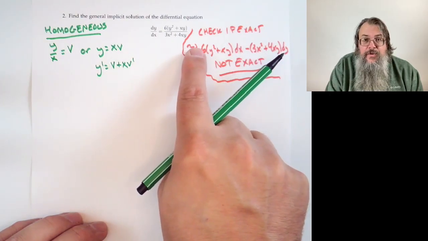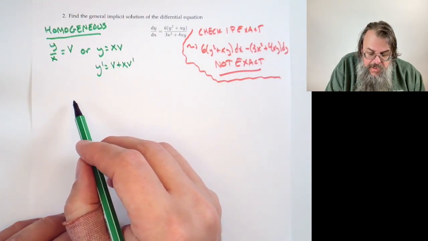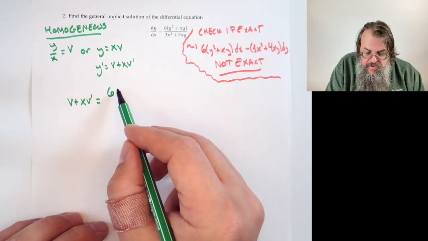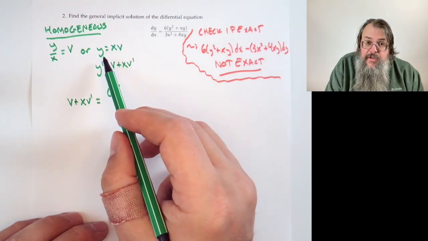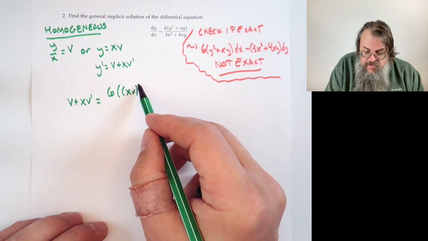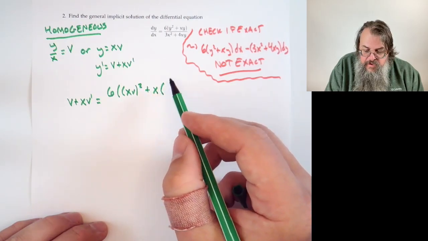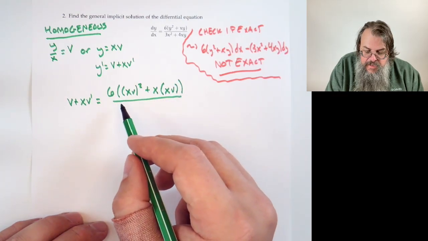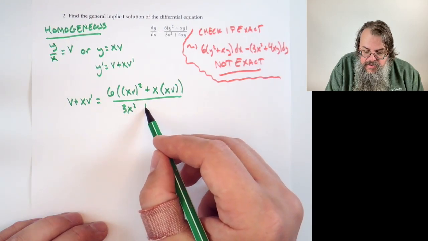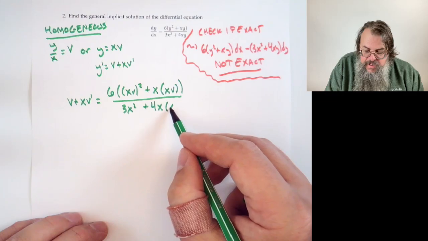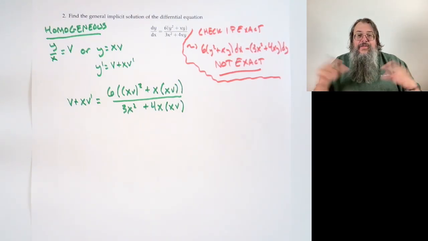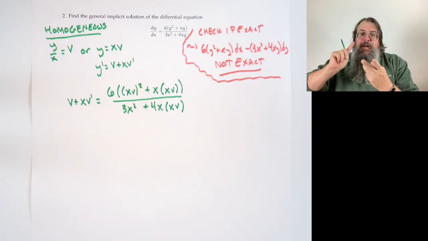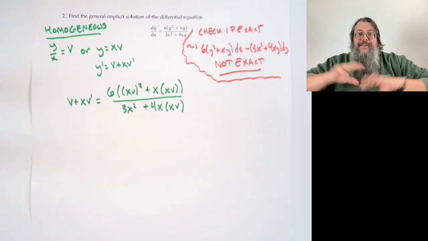Now, let's go through and do our replacement. So, we have v plus x v prime equals 6 y squared, well, I replace y, so it'll become x v squared, plus x times y, which is xv. Divide that by, downstairs, 3x squared plus 4x times xv. All right, so far so good. We've now gotten rid of the y's completely. We replaced the y prime, and every other place there was a y, it got substituted.